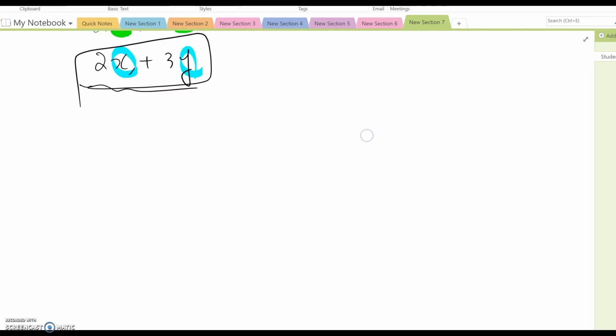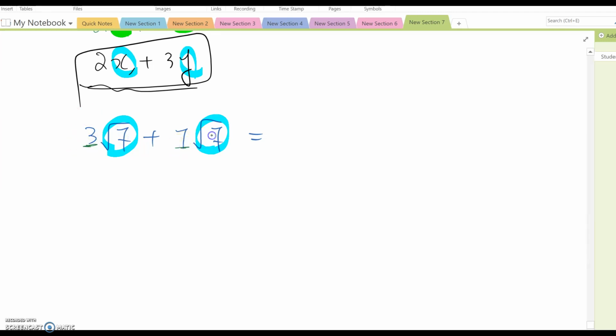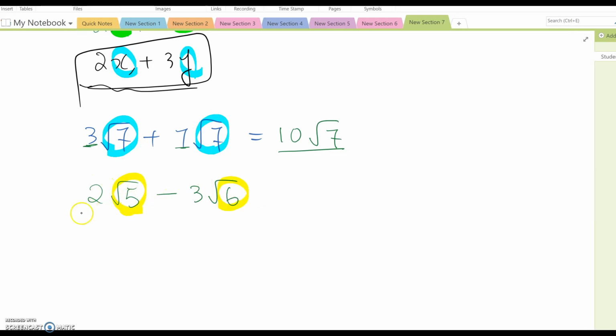One example: if I give you 3 root 7 plus 7 root 7, just check whether they have the same radical form. As you see, they are the same radical form, so you can combine these numbers, which gives 10 root 7. However, if we have different radicals such as 2 root 5 minus 3 root 6, because the terms are different here, we just leave it as is.